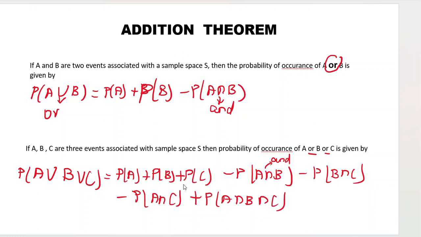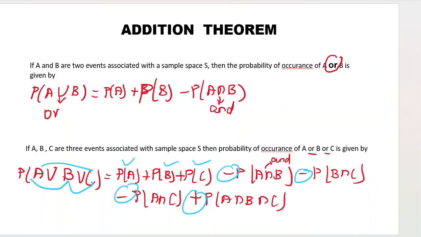Although this formula looks difficult, it is very easy to remember. Basically what you have to do is, in this case, you take all the singles with a plus sign. Whenever you take any pair, like A and B, B and C, or A and C, you subtract all these pairs, and you take all of them together, you again add them.